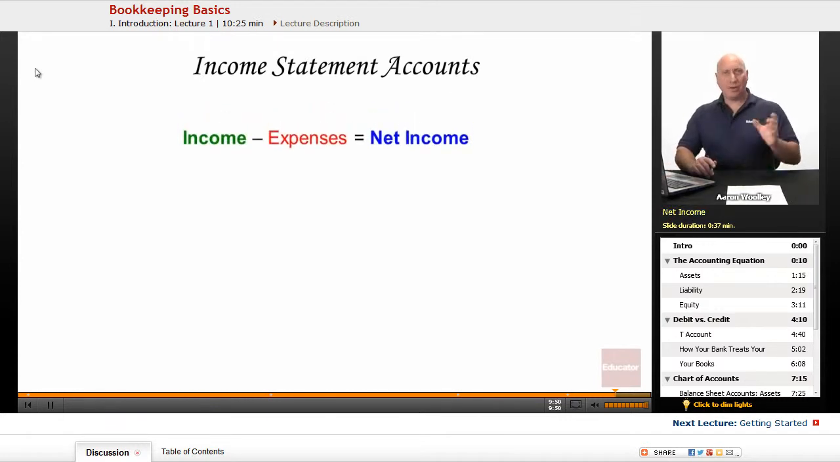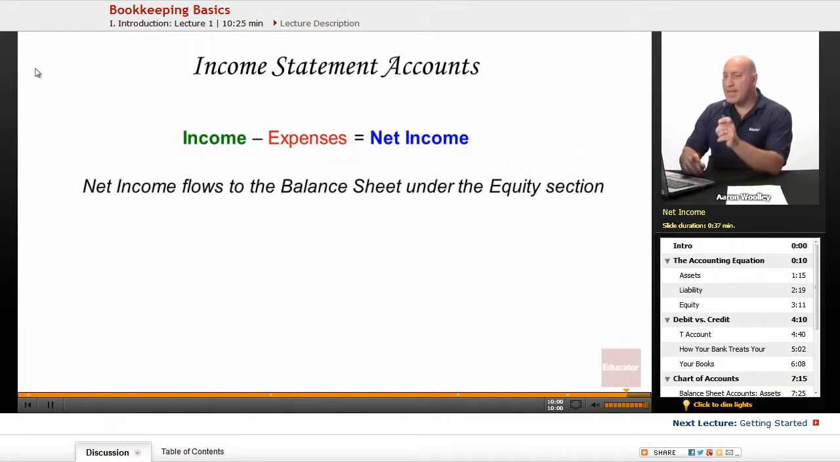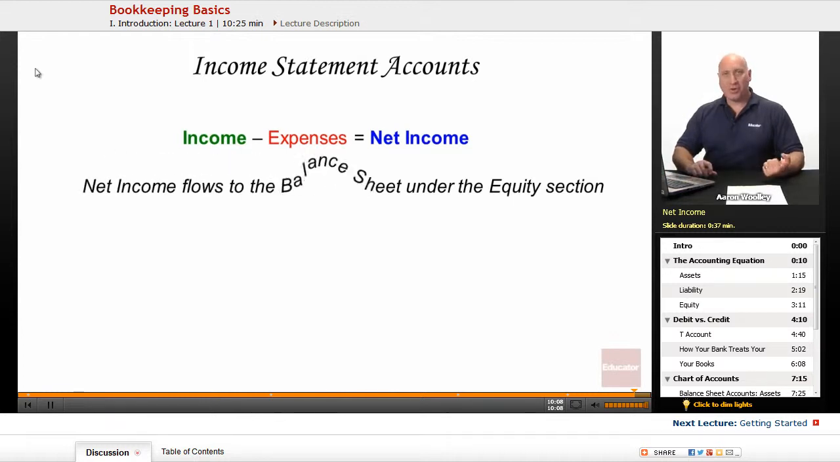So an income statement is our income minus our expenses equals net income or loss. Hopefully it's an income. Now our net income figure flows to the balance sheet under the equity section as net income for the current year. And then the following year, that net income value just changes name to retained earnings.